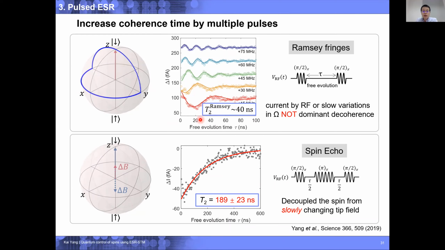So as we vary the free evolution time, again, we can observe this quantum oscillatory behavior of the tunneling current.